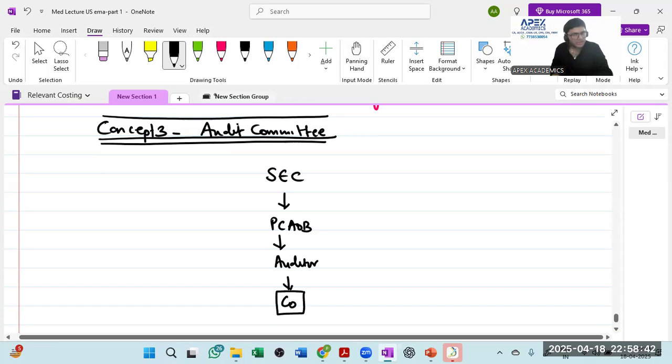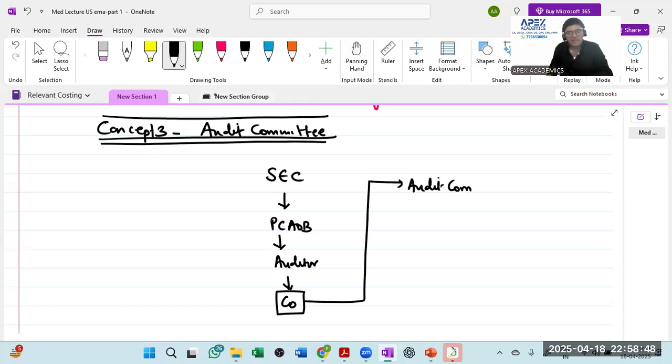Now, this company will have an audit committee. And this audit committee will appoint the auditor. And this auditor in turn will report to whom? He will report to the audit committee only.